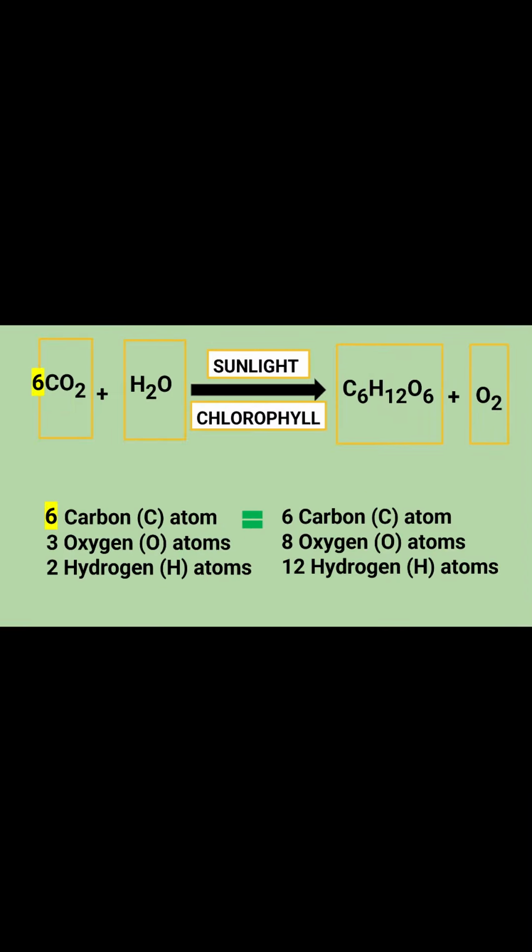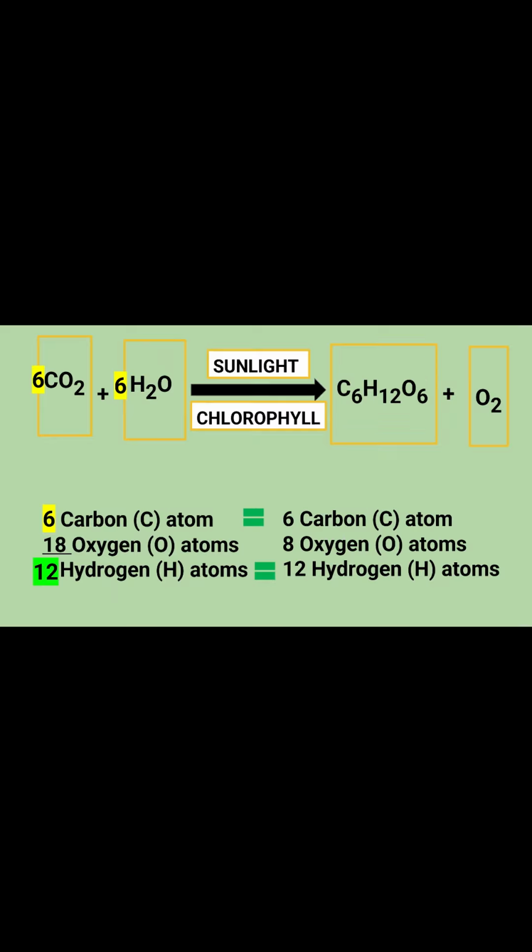Hydrogen is also part of one compound on both sides of the equation. Currently, there are 2 hydrogen atoms on the reactant side and 12 hydrogen atoms on the product side. To balance the hydrogen atoms, put a 6 in front of the H2O. 6 multiplied by 2 is equal to 12. This gives 12 hydrogen atoms on both sides of the equation. The hydrogens are now balanced.